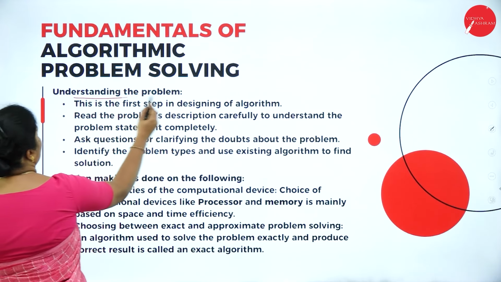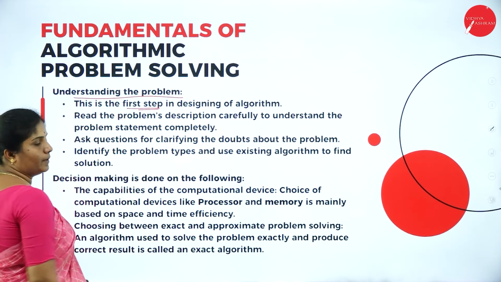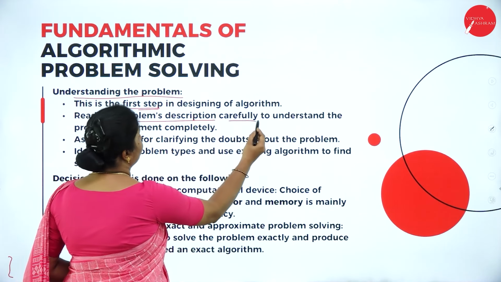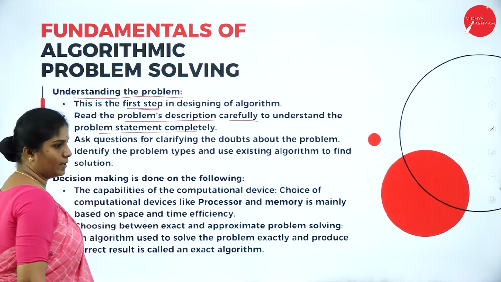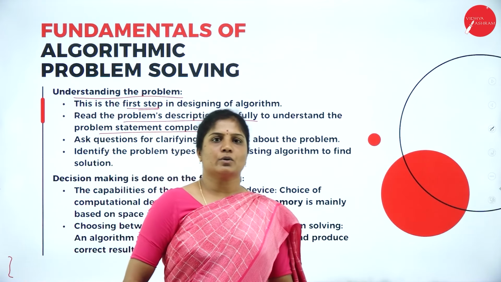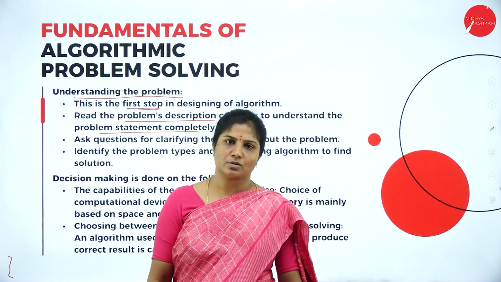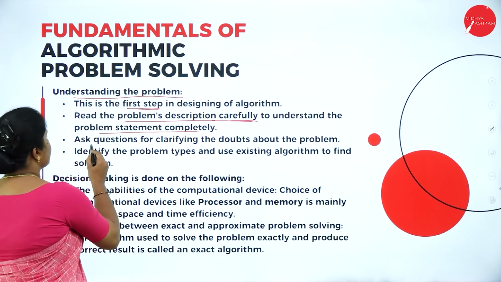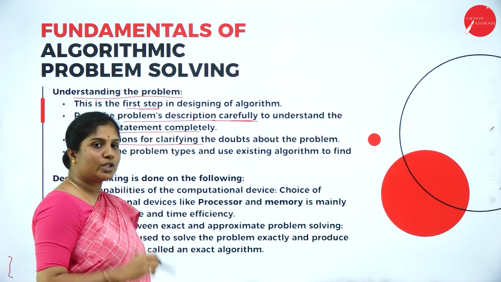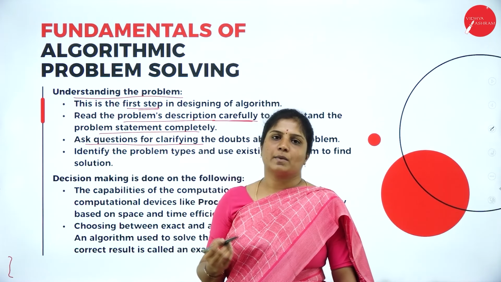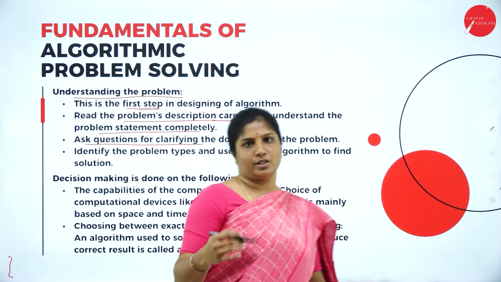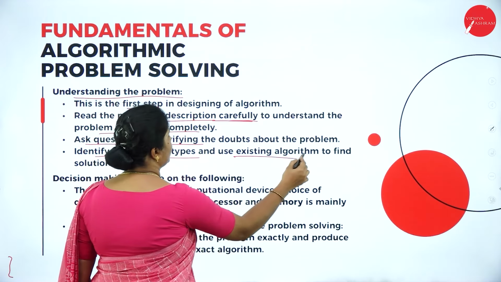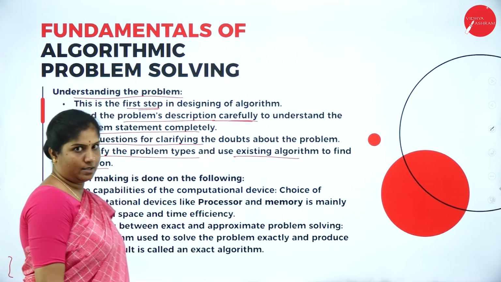Firstly, understanding the problem. This is the first step in designing an algorithm. Read the problem description carefully and understand the problem statement. If I have given the problem statement as add two numbers and you do subtraction, then what is the use? First, you read the description carefully. Next, ask questions for clarifying. If I add these two numbers, whether I am getting a greater number or smaller, you ask questions like that by yourself. Next, identify the problem type and use an existing algorithm to find the solution.